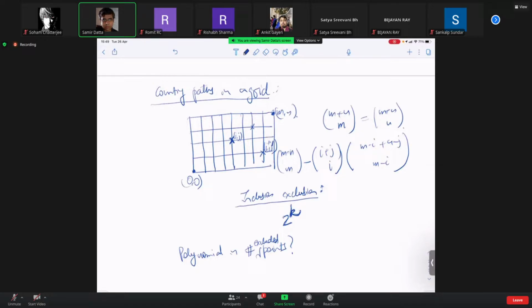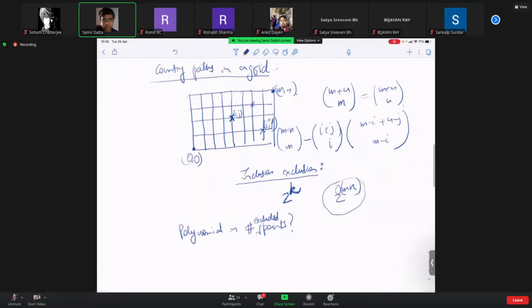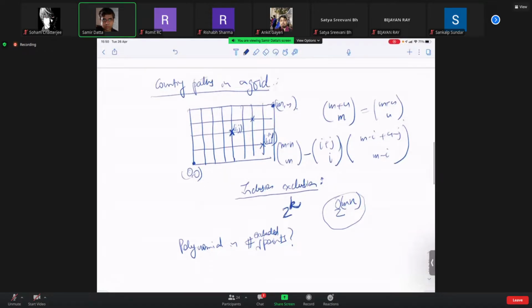I mean, here the number of points excluded could be as large as, this could be as large as 2 to the mn, correct? These are the total number of points in the grid. You can remove some large fraction of it, half the points you remove, and then your algorithm will run in 2 to the order mn time. You want an algorithm that runs in mn time. How will you do that?